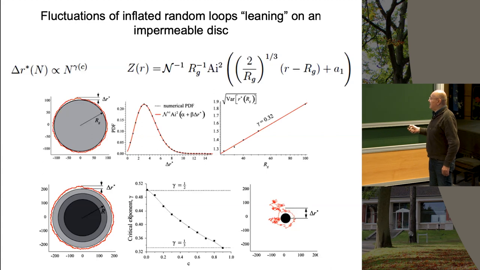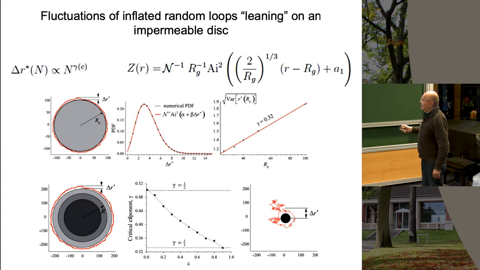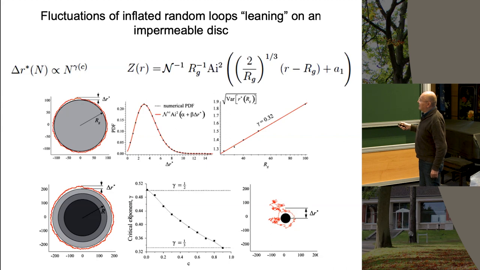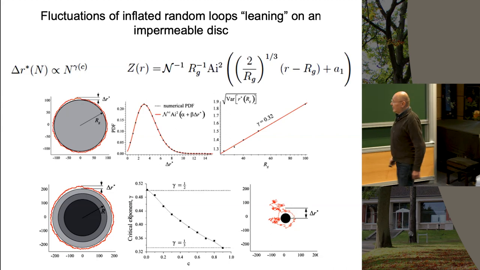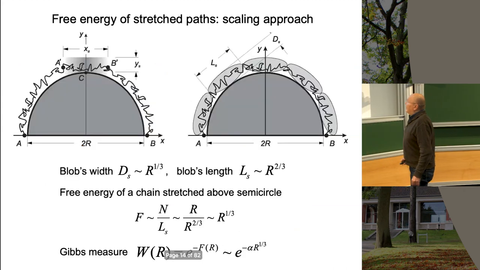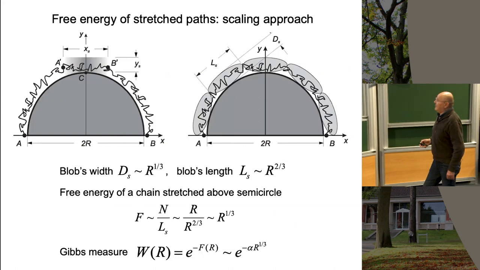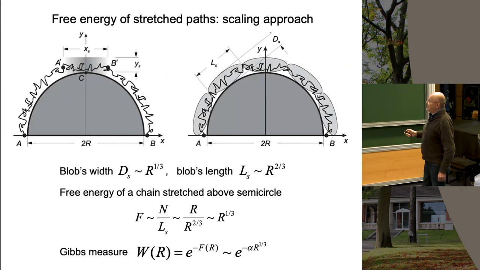So here is a sample of the same model when the trajectory has the same length, but the size of the disk is very small. So you see there is space for fluctuations, and these fluctuations are Gaussian. Okay. What I would like to emphasize is just this behavior.